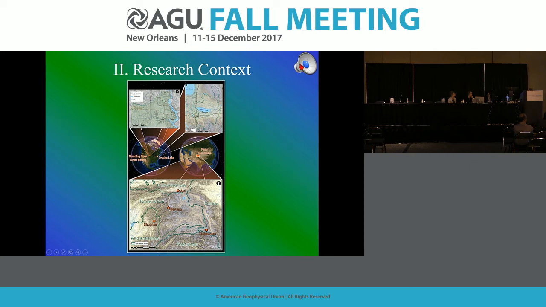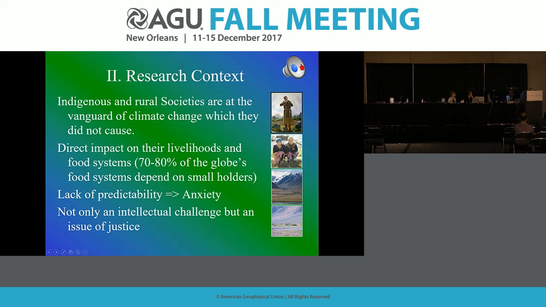Many indigenous and rural societies are at the vanguard of climatic variation, even though they did not cause it. It has a direct impact on their livelihood and food systems. In fact, it affects the global food system, because 70 to 80% of the world's food system still depends on small holders. This creates a challenging situation of instability because there is lack of predictability. And this causes anxiety in local communities. To those of us who are researchers, this is not just an intellectual challenge, but it is an issue of justice, because we have directly benefited from an industrial society that actually caused anthropogenic climate change.